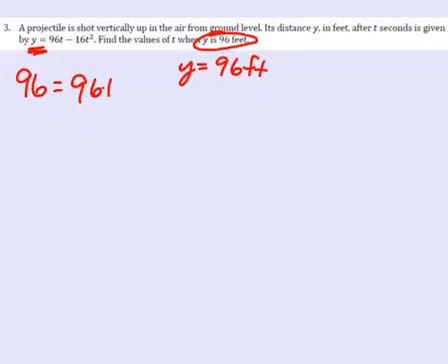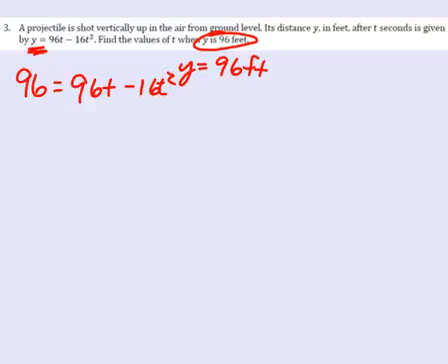Sorry, folks. A projectile is shot vertically up in the air from ground level. Its distance y in feet after t seconds is given by y equals 96t minus 16t squared. Find the values of t when y is 96. I was about to tell you how easy this problem is. Y is 96. That means y equals 96. "Is" means equals.